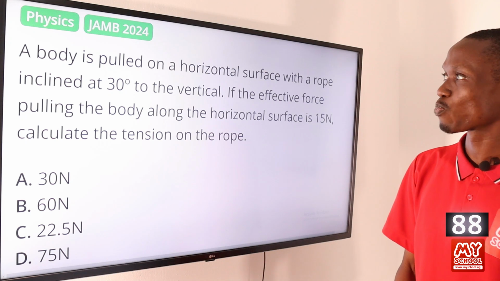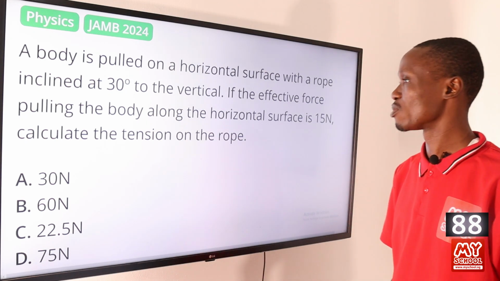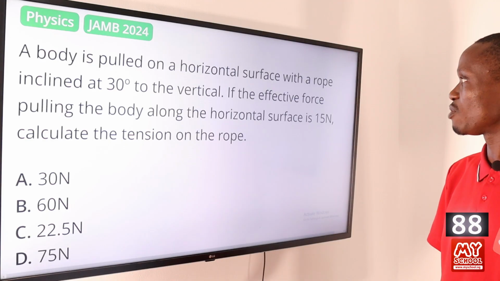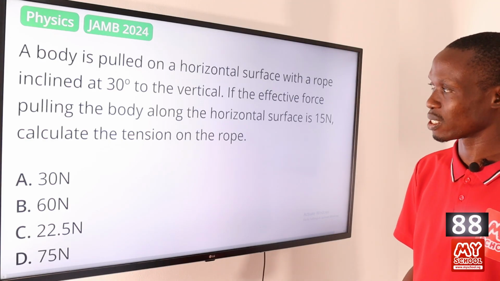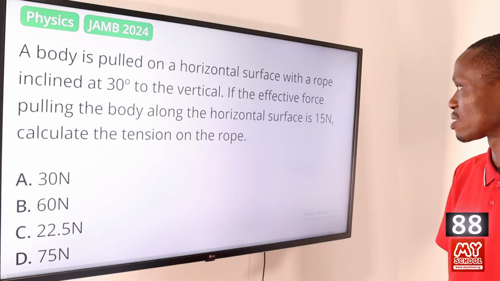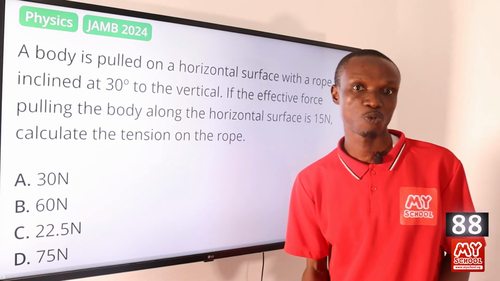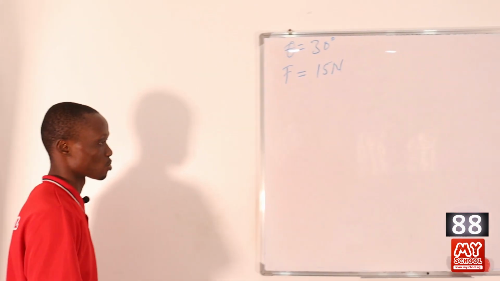A body is pulled on a horizontal surface with a rope inclined at 30 degrees to the vertical. If the effective force pulling the body along the horizontal surface is 15 Newton, calculate the tension on the rope. So let's move over to the board to provide answer to this question.